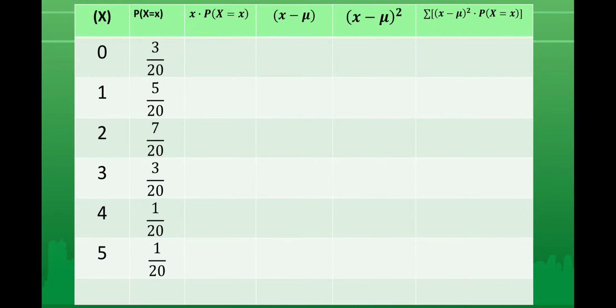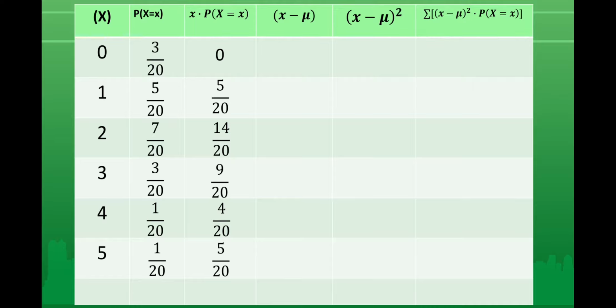Then we're going to complete the table by writing another column for the product of x and the probability of x. That means we're going to multiply the value of x, which is 0, times 3 over 20, equal to 0. Then multiply the value of x, which is 1, times 5 over 20, equal to 5 over 20. 2 times 7 over 20 is 14 over 20. 3 times 3 over 20 is equal to 9 over 20. And 4 times 1 over 20 is 4 over 20. And 5 times 1 over 20 is equal to 5 over 20.